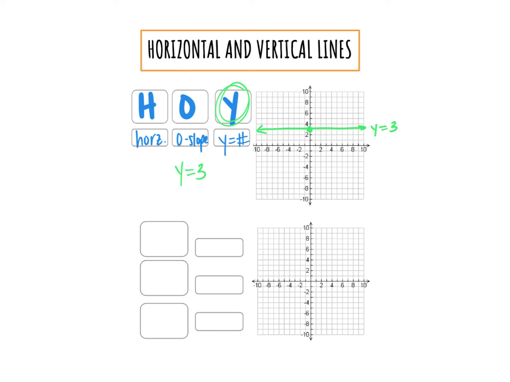Then the next one to help us remember x equals is VUX, V-U-X, which stands for a vertical line, an undefined slope, and x equals a number. So let's say we had x equals 3. I would go over to 3, and I'm not moving left or right at all. X is always 3, never moving left or right. So it's a vertical line at that X value.